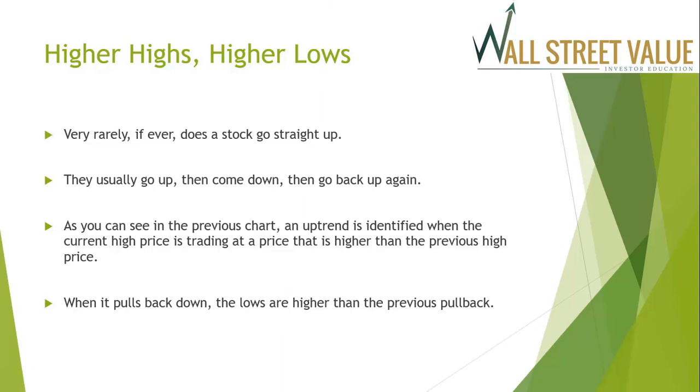Very rarely, if ever, does the stock go straight up. They usually go up, then they come down, then they go back up again. As you can see in the previous chart, an uptrend is identified when the current high price is trading at a price that's higher than the previous high price. And when it pulls back down, the lows are higher than the previous pullback.